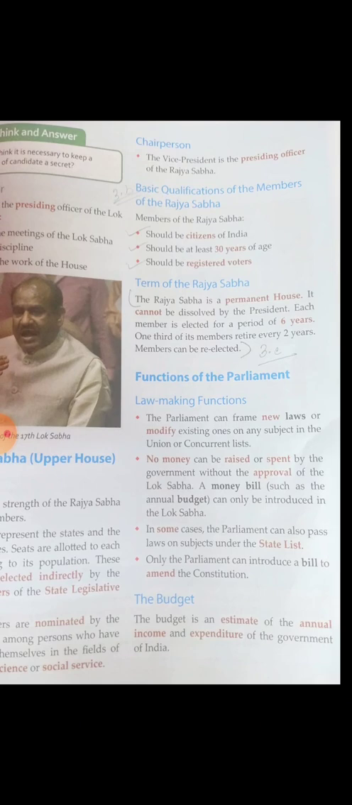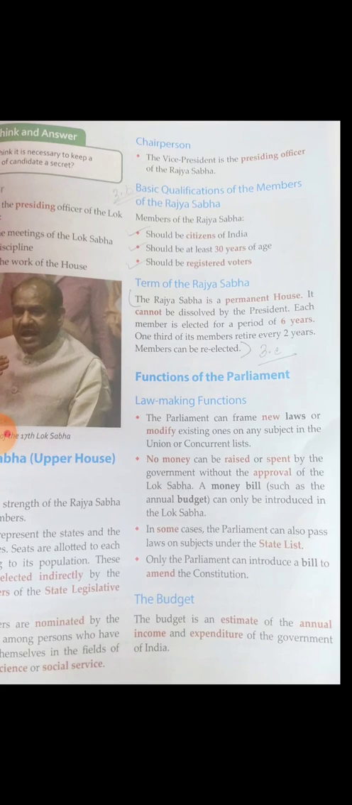But in some cases, when an emergency is declared in a state, the parliament can make changes to matters in the state list also. Only the parliament can introduce the amendment bill to the constitution. In the matter of power, Rajya Sabha enjoys maximum power compared to the Lok Sabha. But in the matter of money bill, that is the budget, the bill related to money, the Lok Sabha enjoys the maximum power.